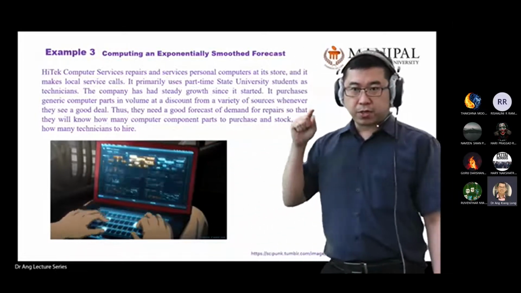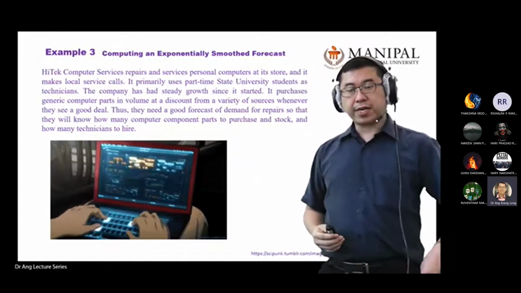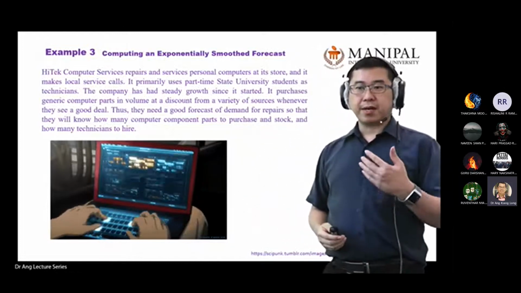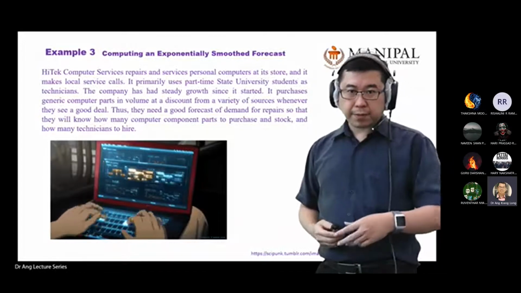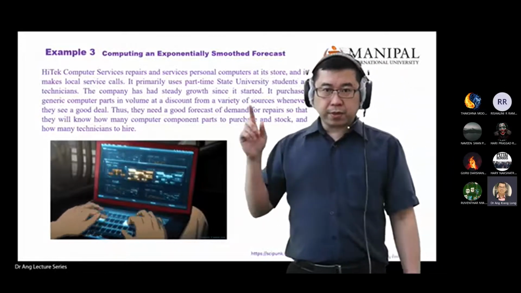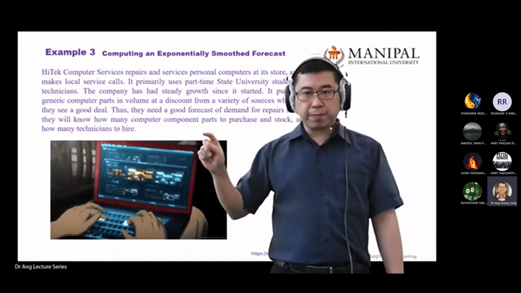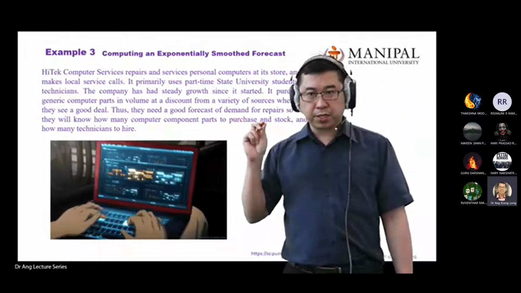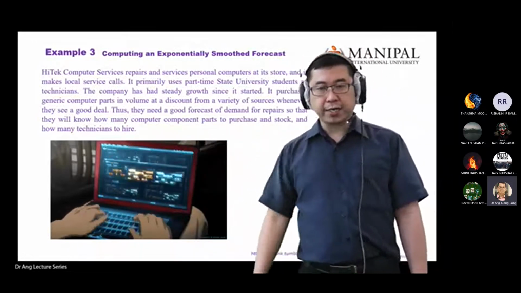Yeah, so they just want to use the exponential smoothing forecast so that they can know how many parts they need to buy. Okay, so a few components they need to know. They need to know how many computer components to purchase, how many to keep, and how many technicians to hire in the future.